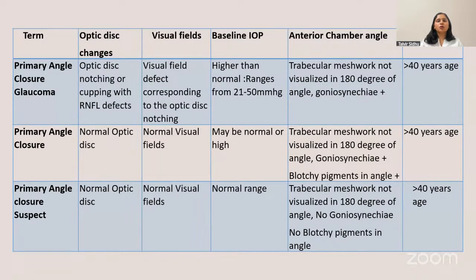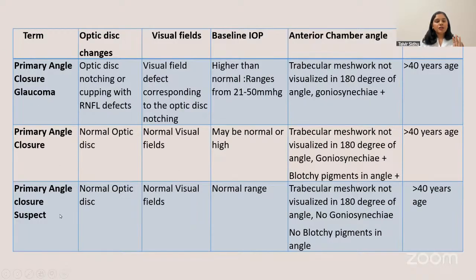Now coming to angle closure. So there are three terms that you need to be aware of, because in a patient who is coming to you with angle closure glaucoma, it is not necessary that both the eyes have angle closure glaucoma. One eye can have primary angle closure glaucoma and the other might be primary angle closure.